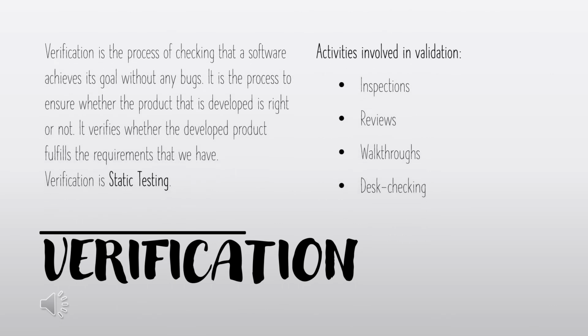Well, let us know what verification and validation are. Verification is the process of checking that software achieves its goal without any bugs. It is the process to ensure whether the product that is developed is right or not. It verifies whether the developed product fulfills the requirements that we have. Verification is static testing. The activities involved in verification are inspections, reviews, walkthroughs, and desk checking.